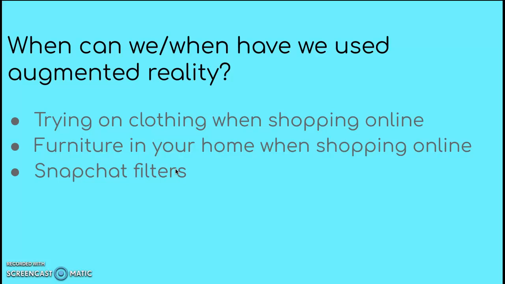We've already been using augmented reality in recent years without even realizing it, through things like Snapchat filters. A lot of websites, when you're online shopping, allow you to try on clothes through the computer, putting the outfit on you through a picture, so you get to see what it looks like. Same thing with furniture shopping. You can see what your couch would look like in your living room by taking a picture of your living room and inserting it into the picture. So it's really cool that we can see that.